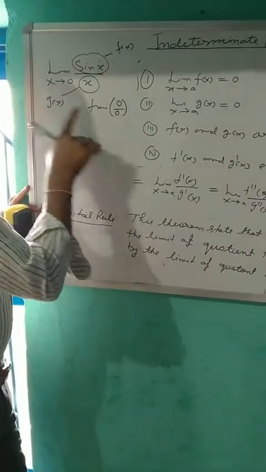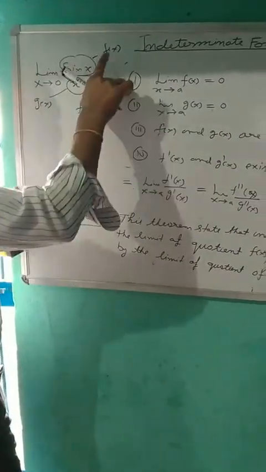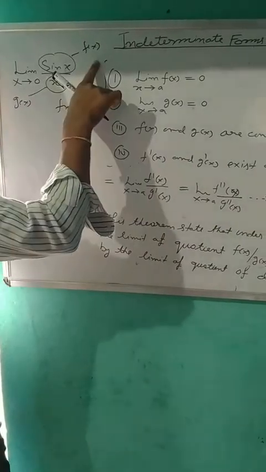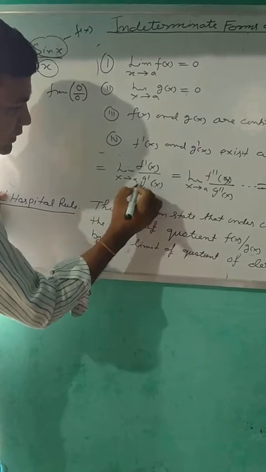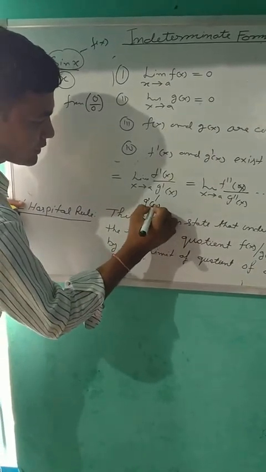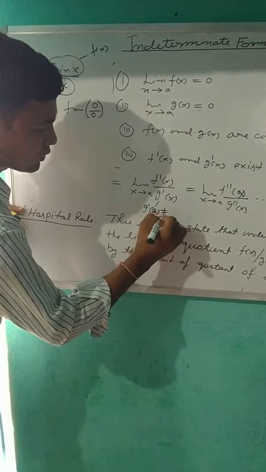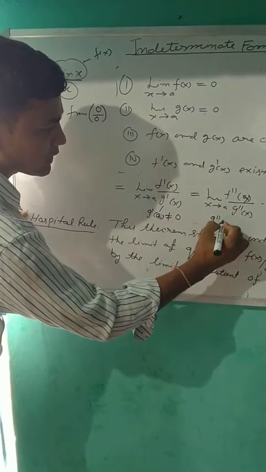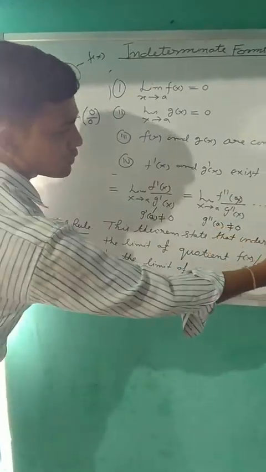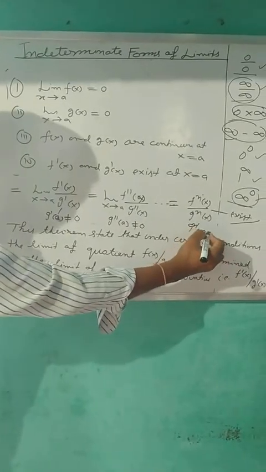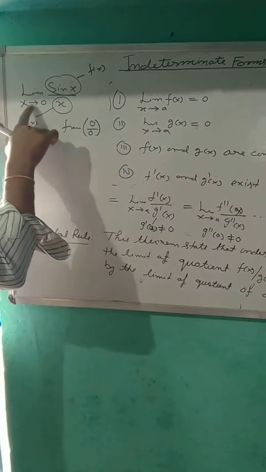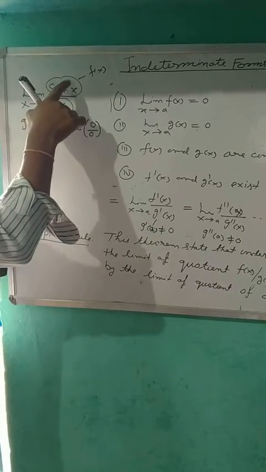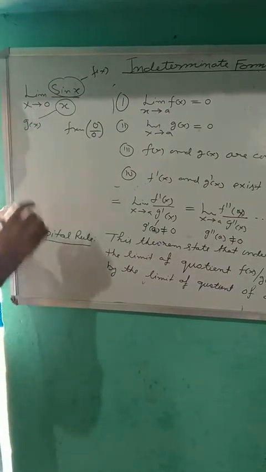f(x) is continuous and g(x) is also continuous. f(x) is differentiable and g(x) is also differentiable, and the derivative of g(x) does not equal 0 in this formula: g'(a) not equal to 0, g''(a) not equal to 0, and g to the power n dash (a) not equal to 0. The derivative of x with respect to x is 1, and it is not equal to 0 at x tends to 0. So we can solve it by L'Hopital's rule.